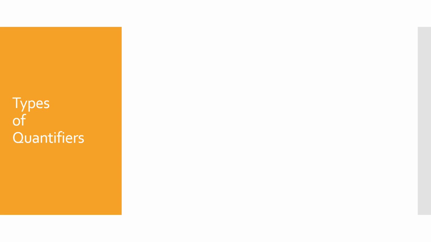So now that we know that a standard form categorical proposition will always have exactly 4 parts and in this distinct order, a quantifier, a subject term, a copula, and a predicate term, the next step is to talk about different types of quantifiers.